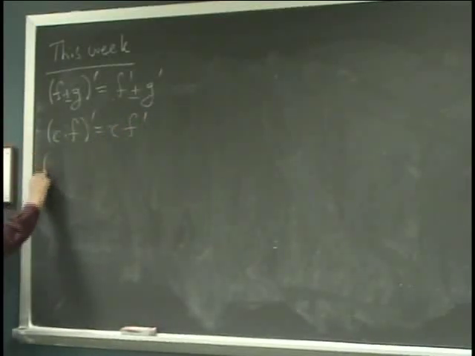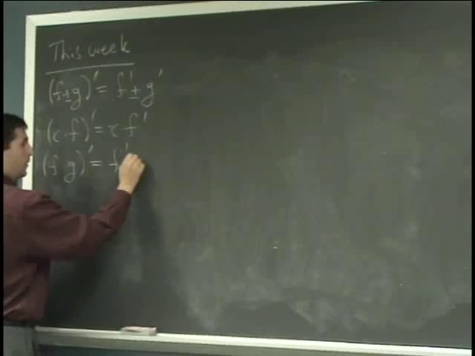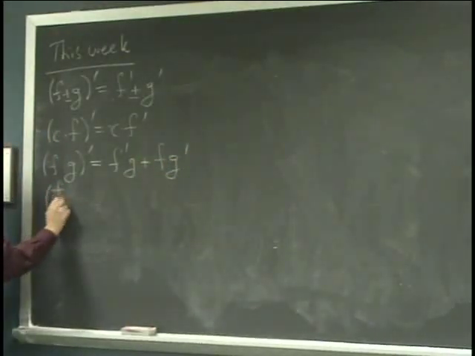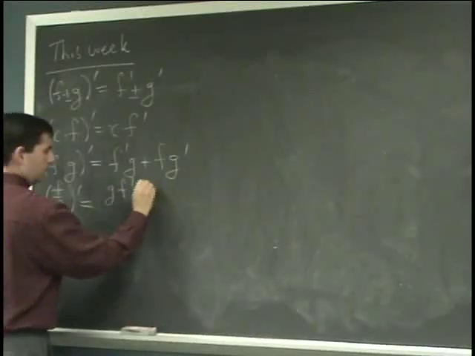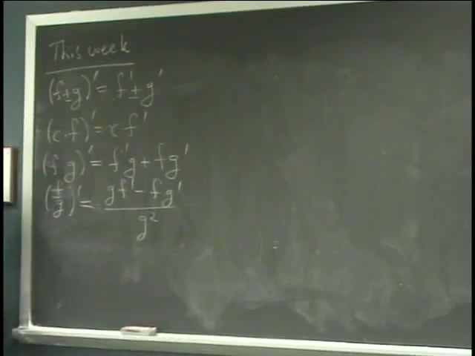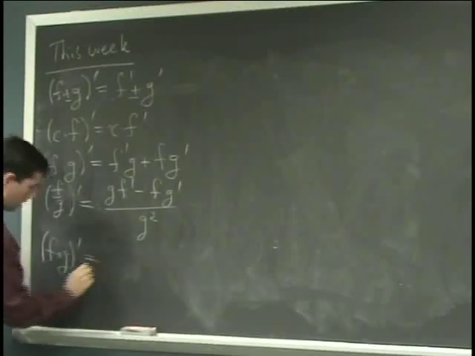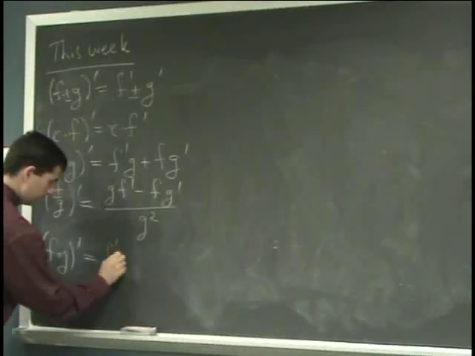We've proven a product rule, which is not the derivative of the product is the product of the derivatives, but some funky formula. We've proven a quotient rule, which is even funkier. And we've proved a chain rule, which is closer to what we want the product rule to be. Why did you do the C times that?